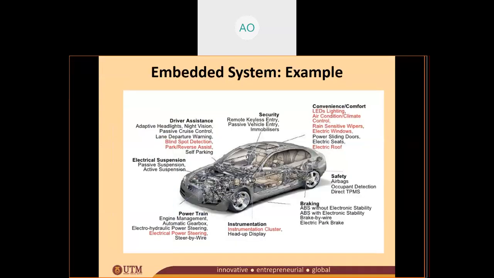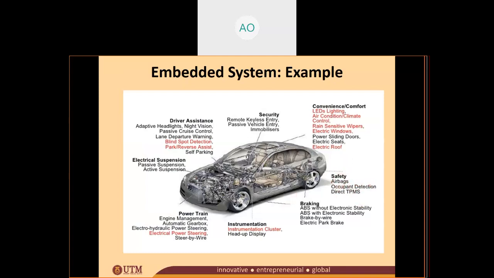Next, this is another example. Let's look at your car. Inside your car, there are a lot of embedded systems. For example, you have a remote keyless entry system, and then an immobilizer, which is for security purposes. For safety, you have the airbags, and one embedded system to trigger the airbag. Then you have a direct TPMS system, and occupant detection, in which if your passengers are not wearing the seatbelt, a beeping sound will appear. So this is another embedded system for safety.